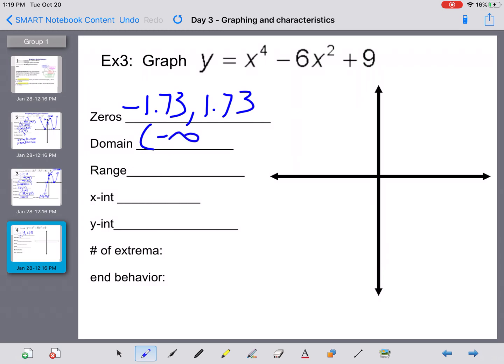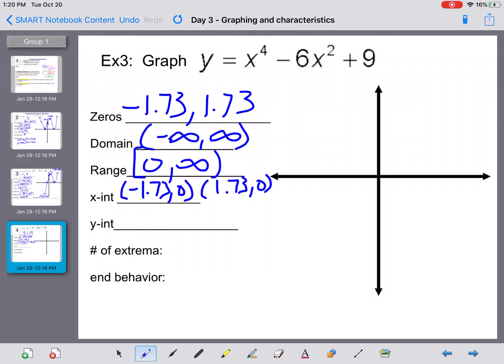Our domain for all these, like I said, is all real numbers. Our range in this case goes from 0 to positive infinity. And then we had x-intercepts at (-1.73, 0), so you want to be careful with your notation, and (1.73, 0). So that's the difference between a zero and an x-intercept. And then we had our y-intercept at (0, 9). Those x-intercepts happen to be relative minimums and also absolute minimums, and the y-intercept actually was a relative maximum.